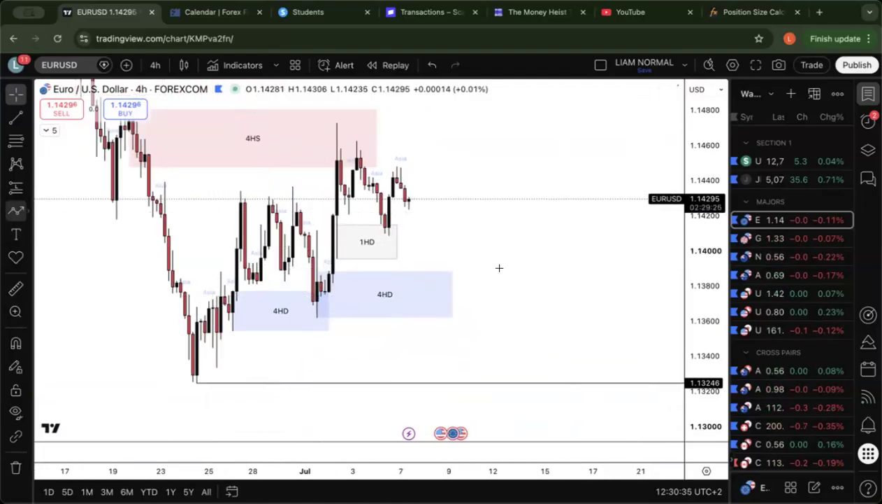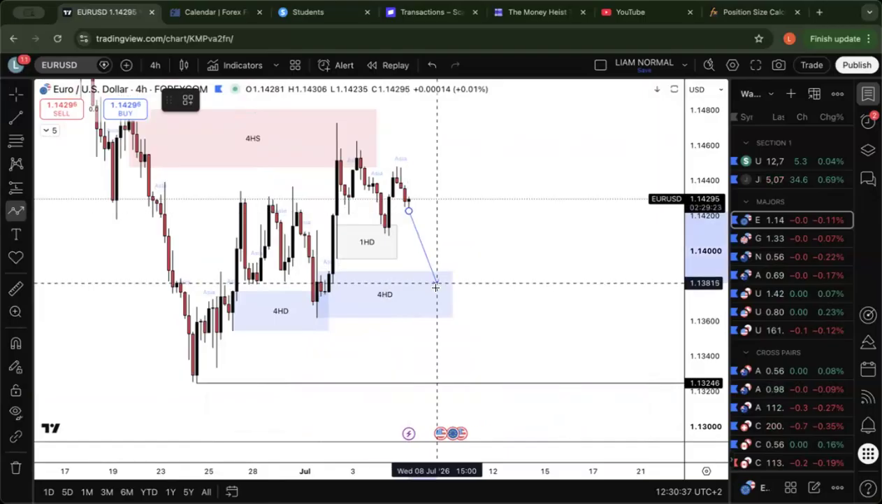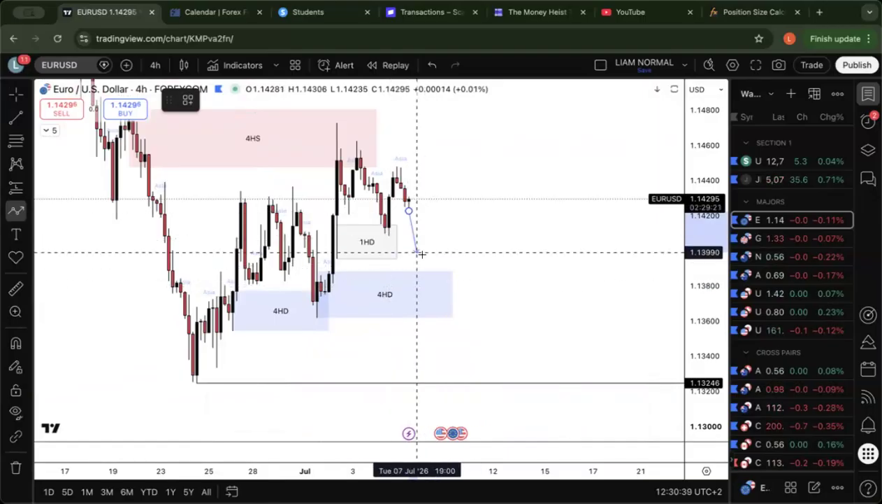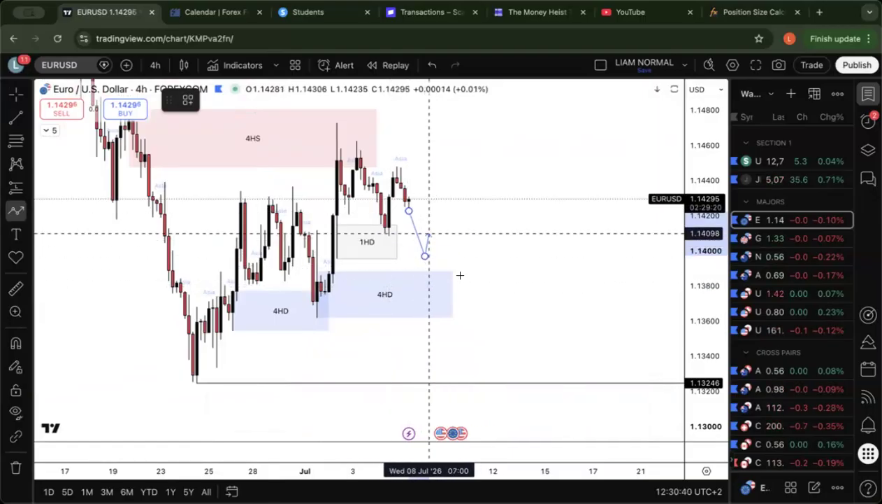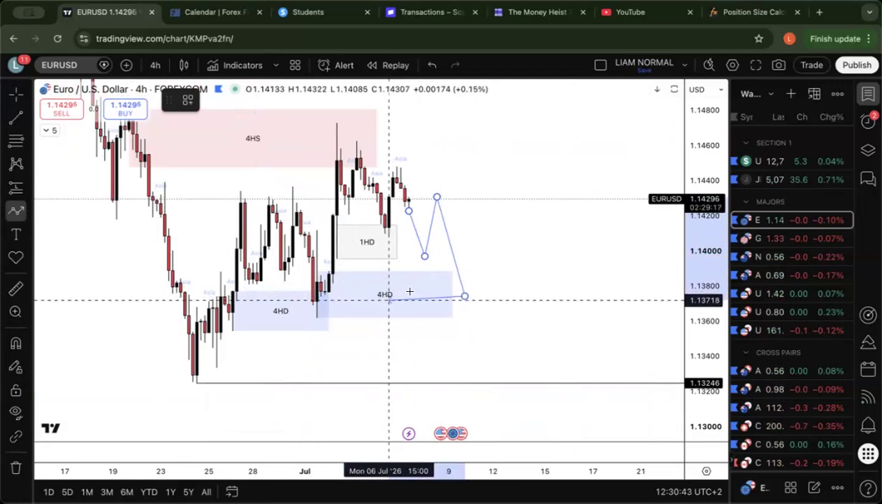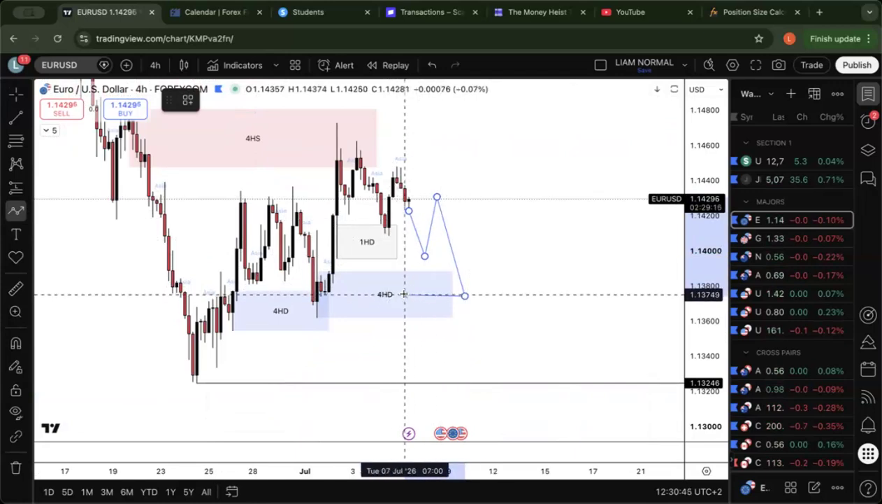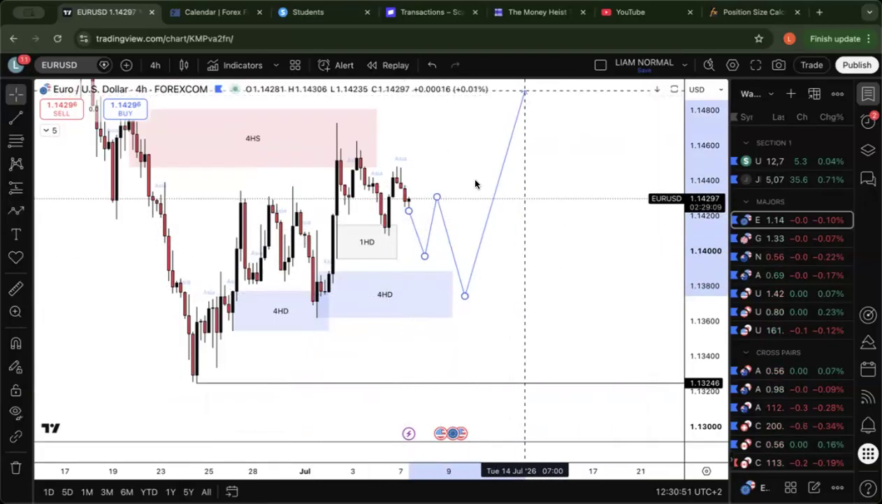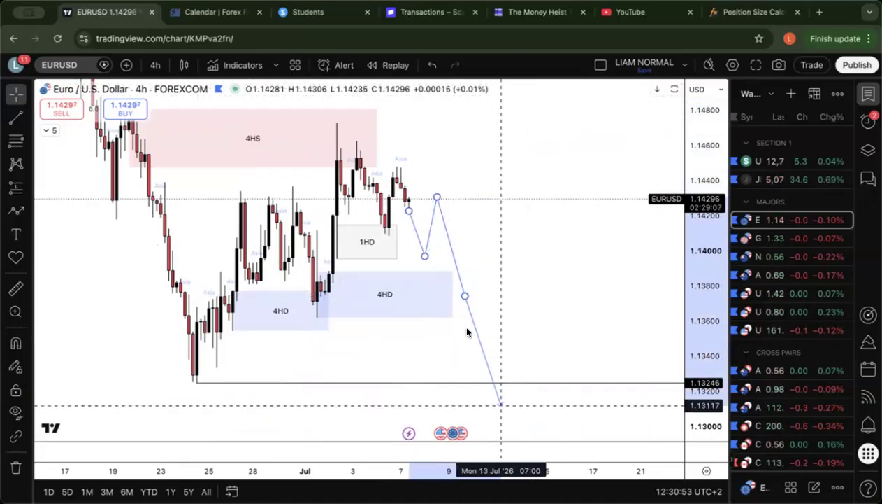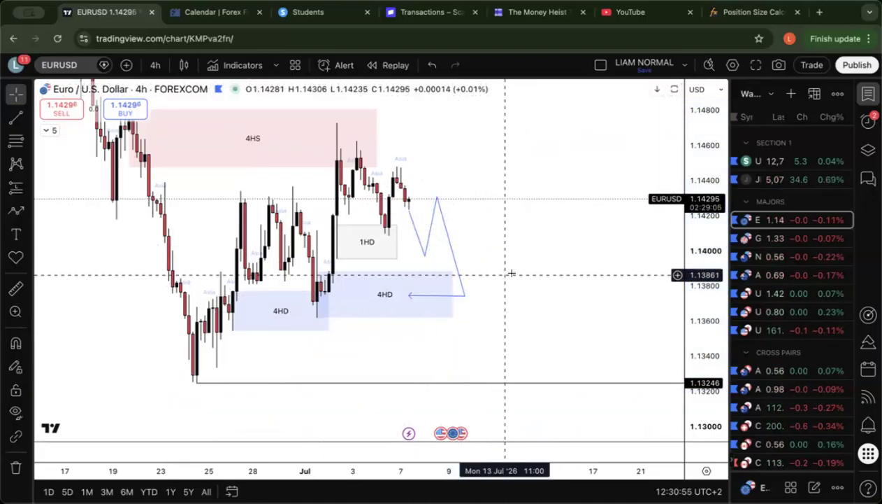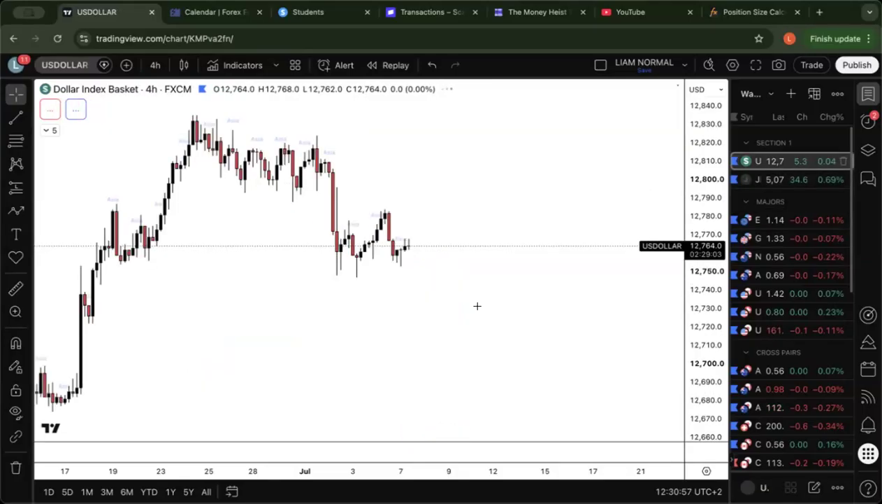For me personally, there's one scenario where we potentially just carry on going lower. If we break this low, we could carry on shorting. I'll be interested to see what happens from this demand area here, being truthful with you guys, to see if this area is going to give us more of a pullback or if we're just going to carry on shorting. So I'm interested to see what happens from this demand. But again, let's look at dollar again.